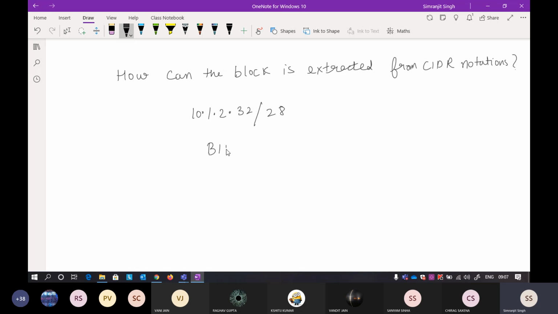What is the block ID here? The block ID part, or your network ID bits, are 28 bits. What is the host ID part? The host ID part will be just 32 minus the network bits.